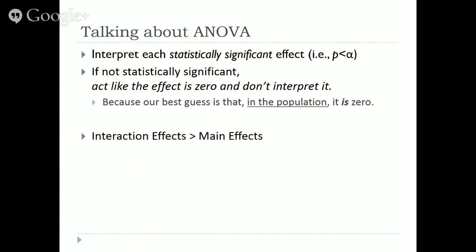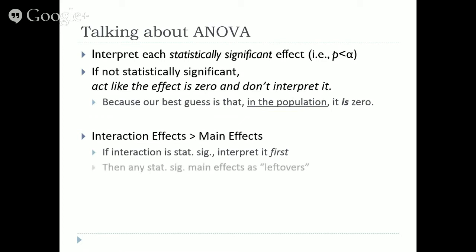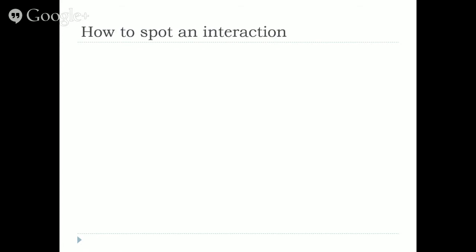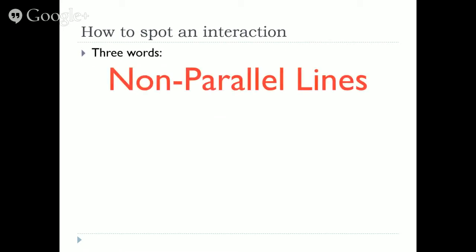And a critical part of interpreting this is that interaction effects are more important than main effects. So strangely, we look at the interaction effect first to find out if it is significant, and then look at the main effects. If the interaction effect is not significant, then we interpret the main effects as if there were no interaction. But if the interaction is significant, we have to interpret it first. And then if there's any statistical significance to the main effects, then they're secondary. They're kind of leftovers. Now, the way we spot a significant interaction is really, really easy. Non-parallel lines in a graph.